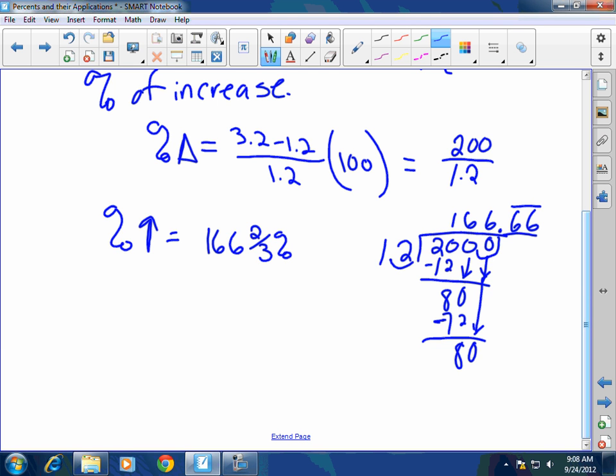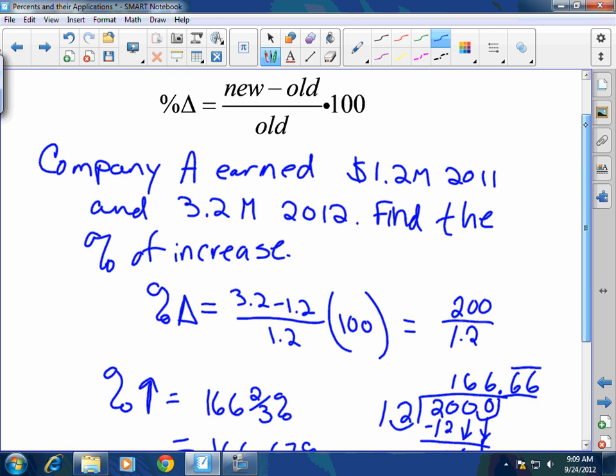If you're going to do the repeating sign, don't do that. Round it. Go 166.67% then.